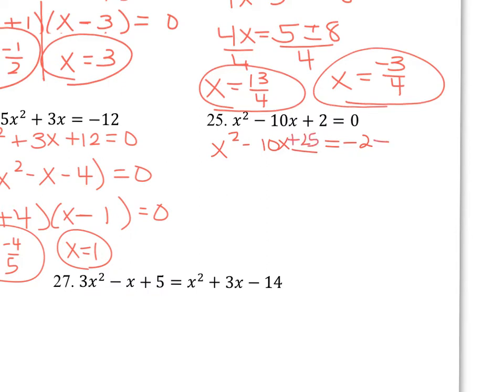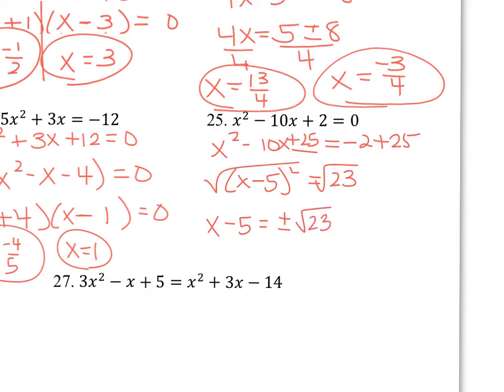Because I added 25 on the left, I have to add 25 on the right. So now I'm going to factor the left. X minus 5 squared equals 23. I'm now going to square root both of those. X minus 5 equals plus or minus rad 23. I can't simplify that, so x equals 5 plus or minus rad 23.